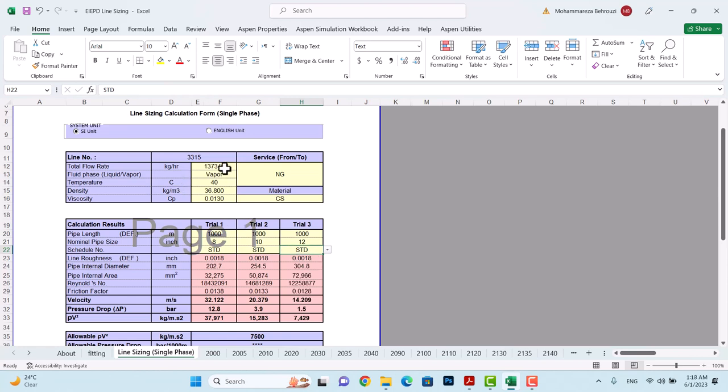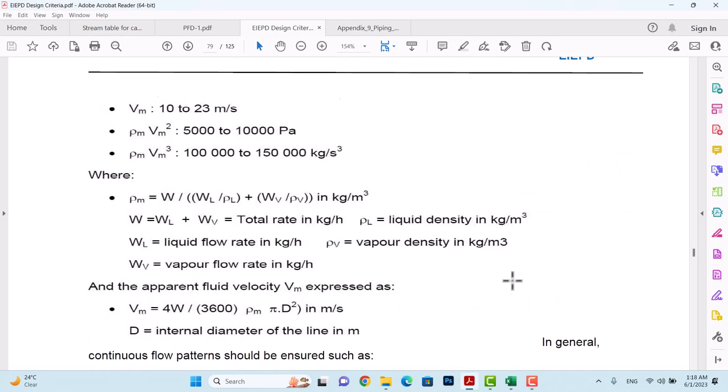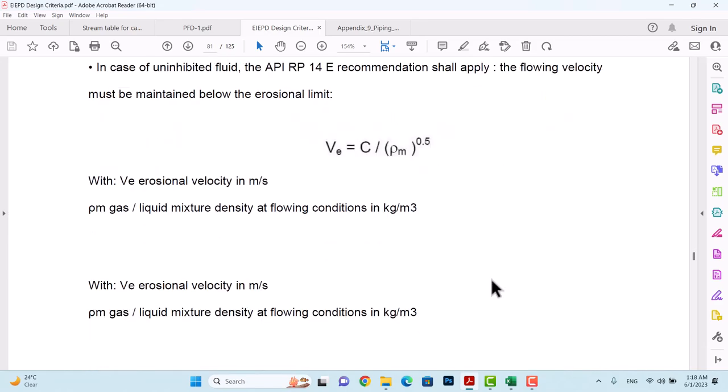Now we have provided the Excel with flow rate, the fluid phase, the temperature, density, and the viscosity, and selected the material. When you select the material or change the material, look at the line roughness here. For instance, if you select a stainless steel, the line roughness is going to change, or if you select carbon steel, the line roughness is going to change to this one. Before going forward, just let me provide you the roughness information in just 1 minute to have better understanding about why these values are selected.